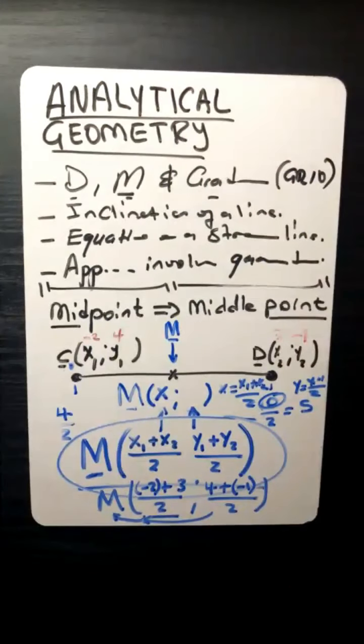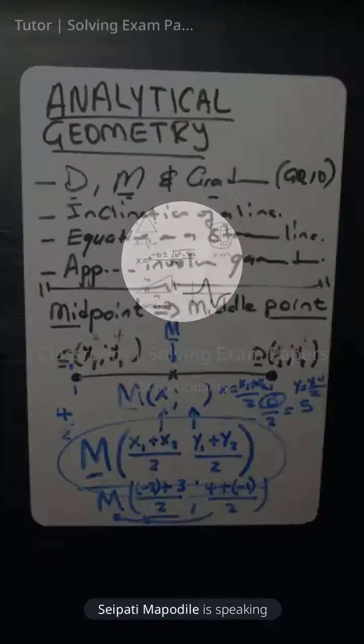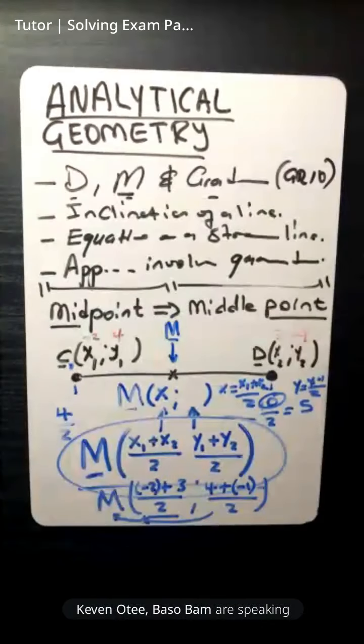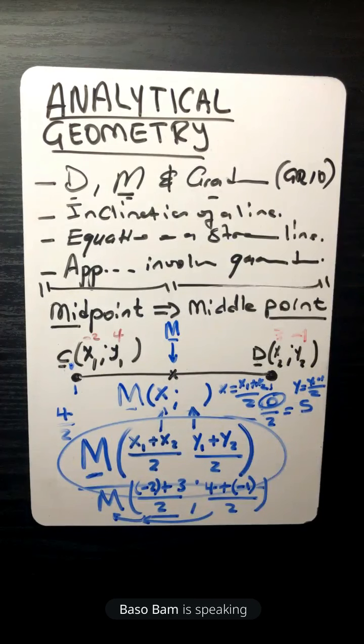So guys, before I move on to the next part, did it make sense to all of you what I've just explained over here? Yes, sir. I have a question, sir. If you are only given 2 points, which is point C and point M, and they ask you to find point D, is it possible to also use the midpoint formula to find point D?